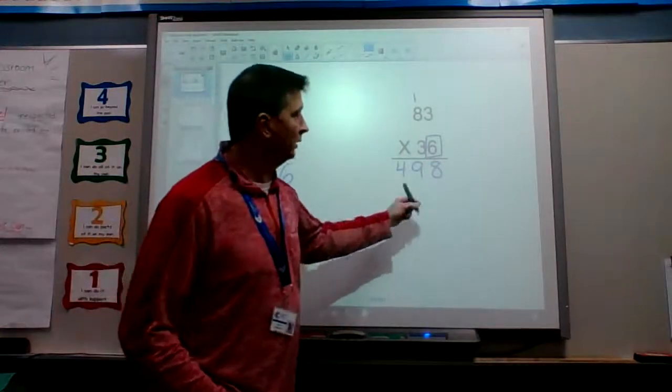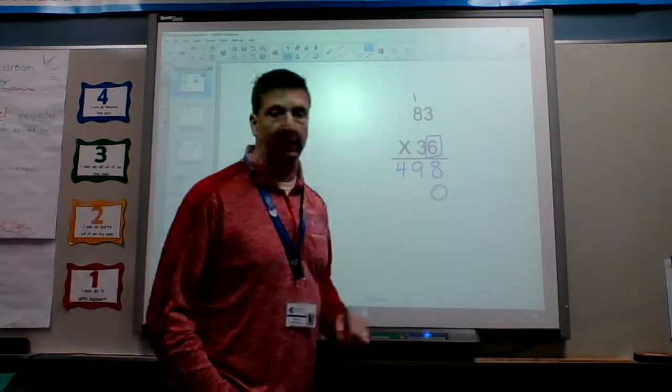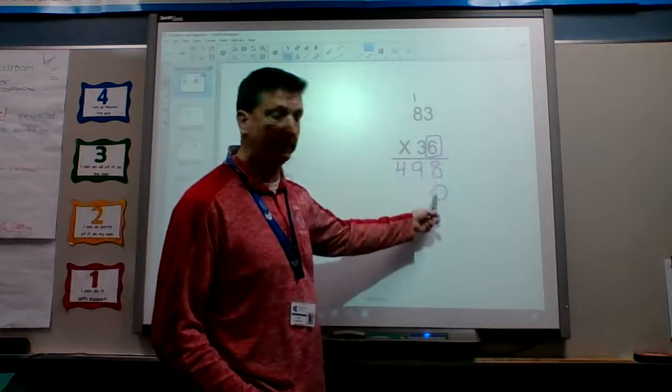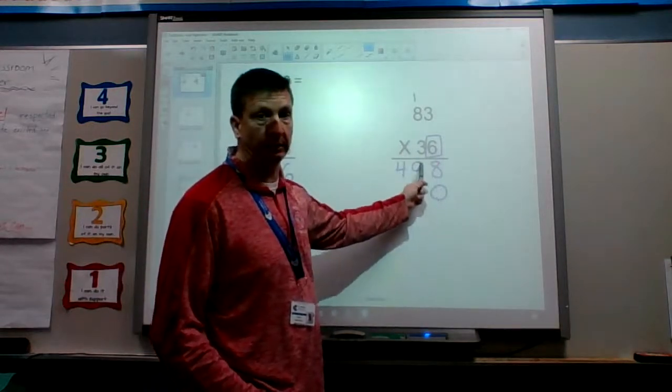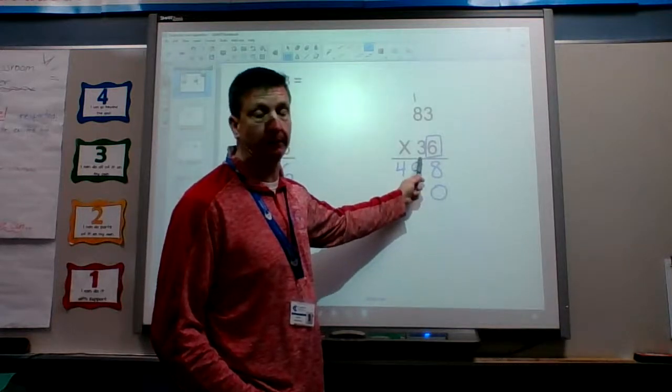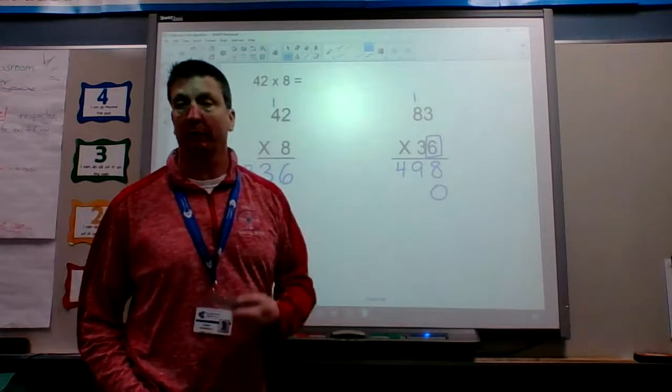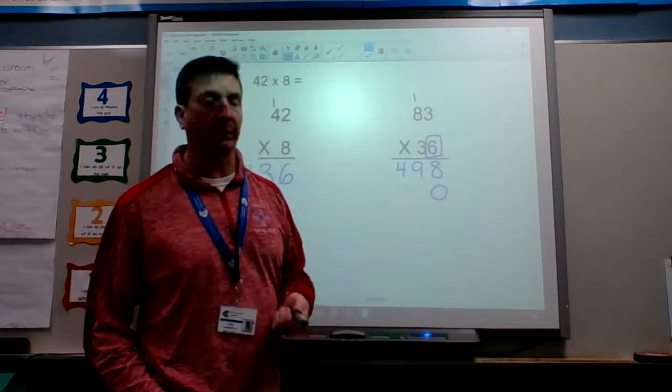So what a lot of people do is put a 0 here as a placeholder, because I'm not working in the ones place. I've already done that one. I'm working in the tens place with my 3 here. Sometimes you'll see people put an X there, whatever you're more comfortable with. I prefer to put a 0 as a placeholder.